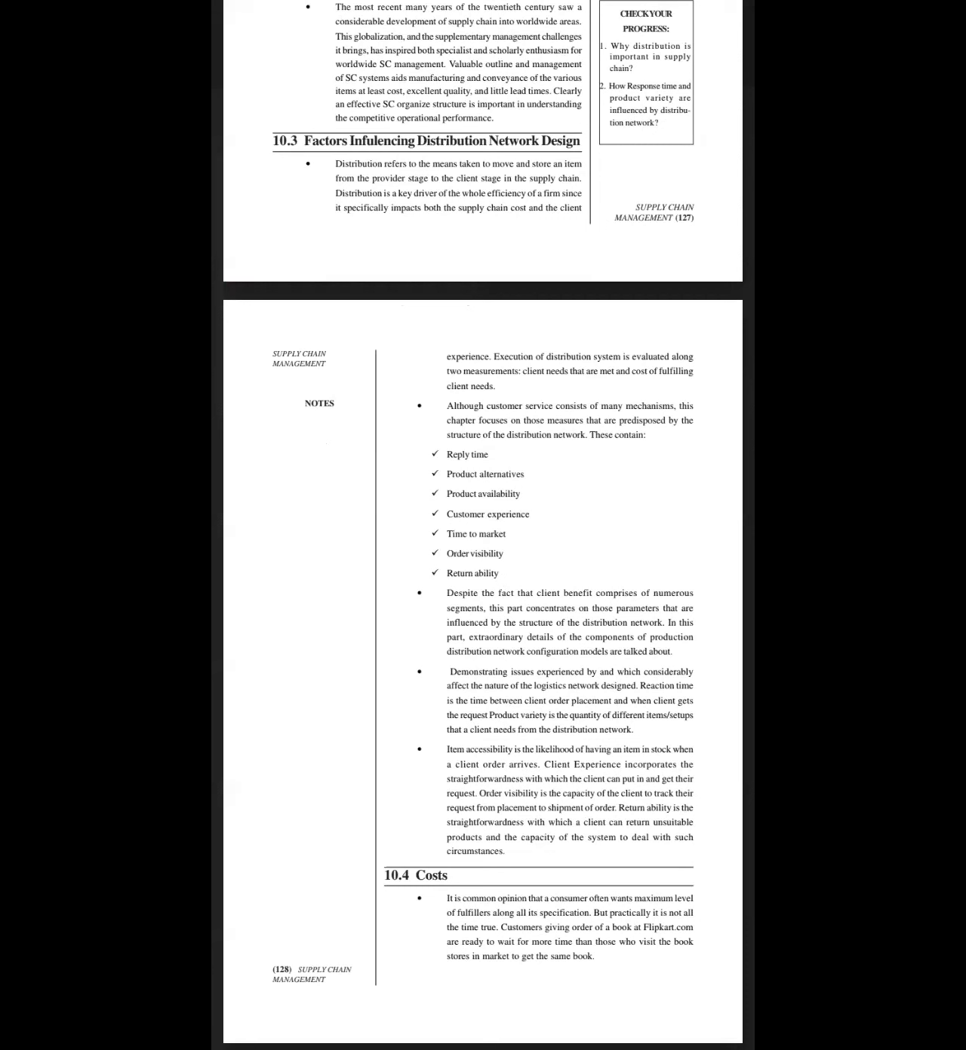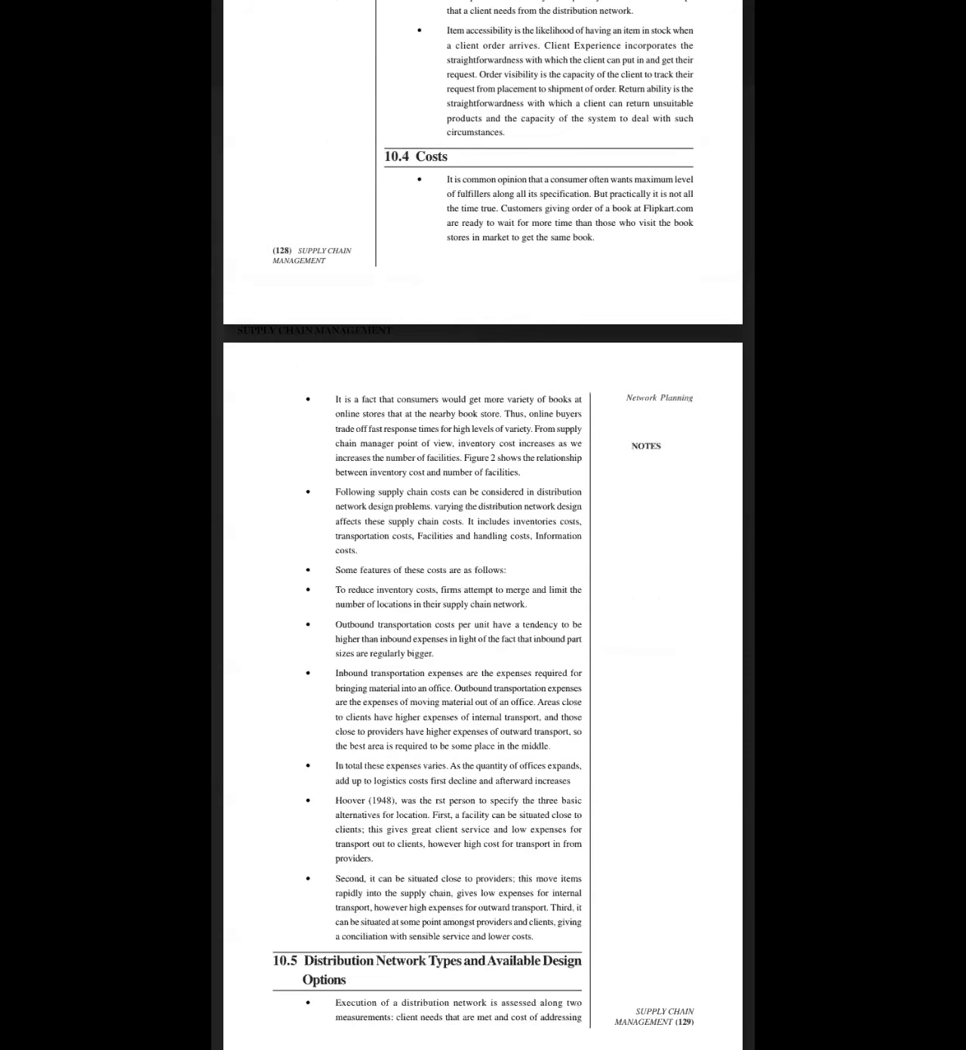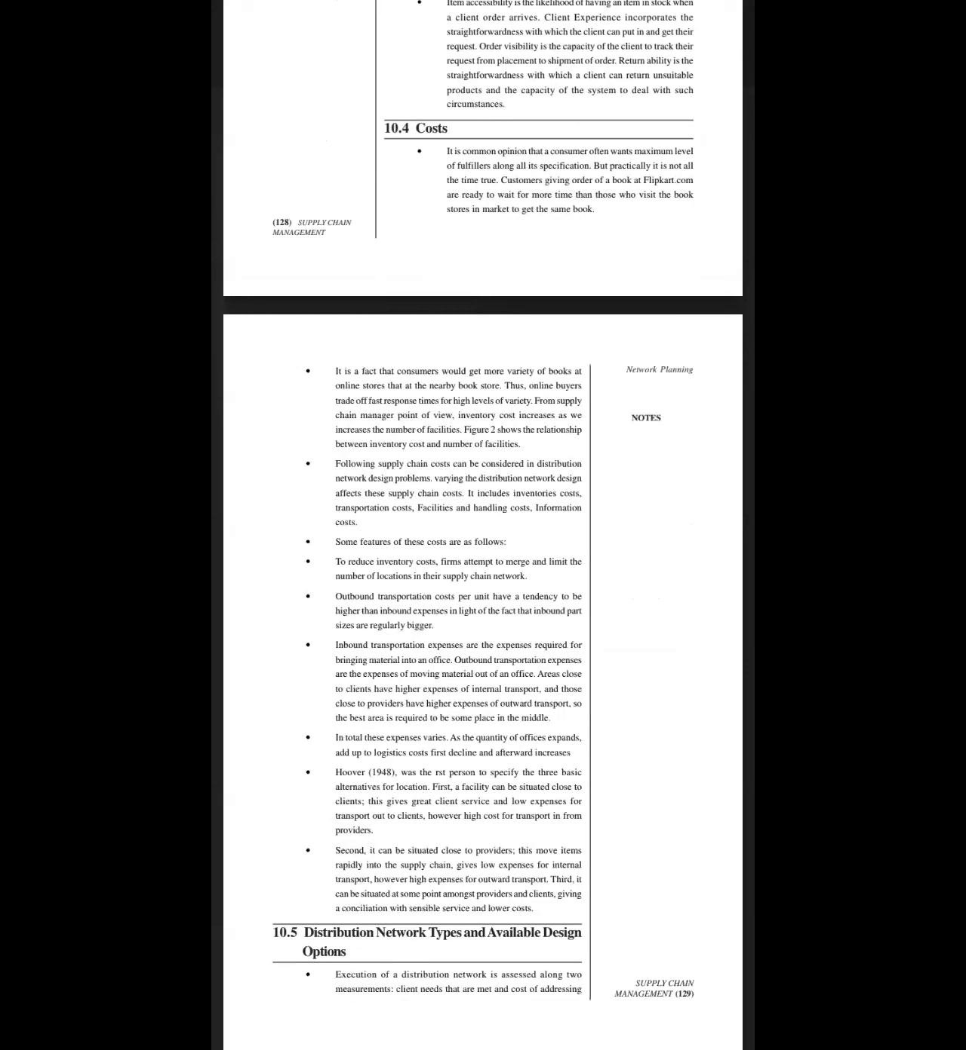Now see, they have given examples: reply time, product alternatives, product availability, customer experience, time to market, order visibility, return activities, return abilities. So all these are the factors influencing distribution in the network design. Now cost definitely plays an important role over here. Customers giving orders for a book at Flipkart are ready to wait more time than to visit the bookstore in the market to get the same.